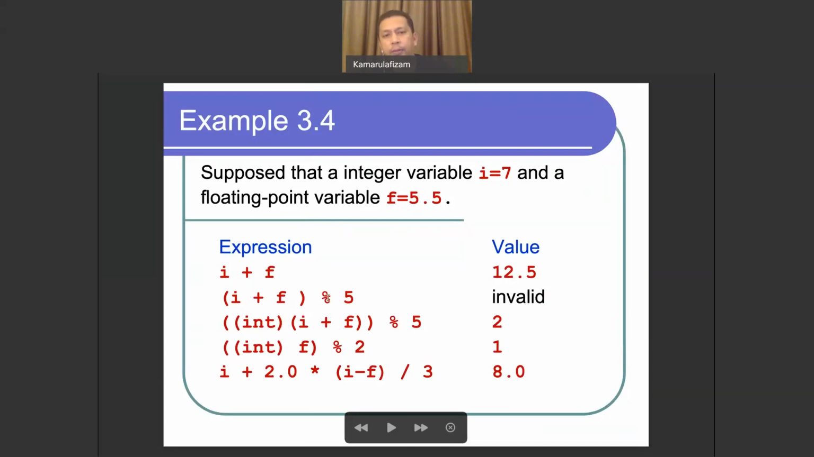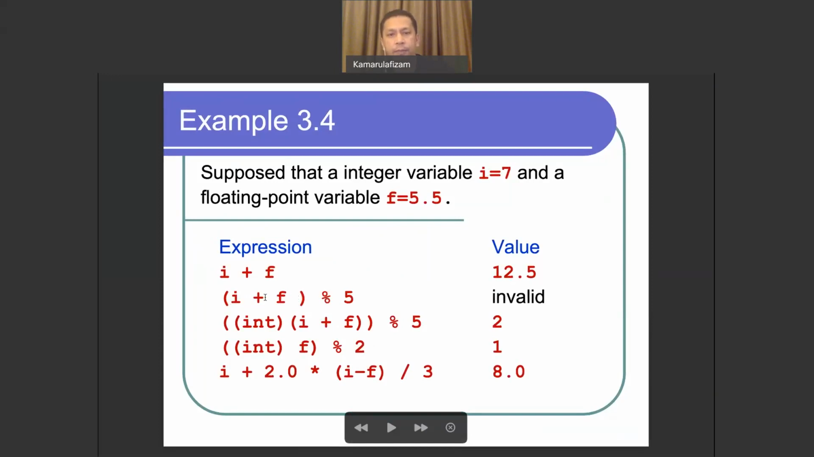In this case, I plus f, then remainder by 5, you will have invalid, because the expression must be all integer. In this case, you have I integer, but f is basically floating point, so this statement will be invalid because you have floating point in this term. It is because for this particular operation, using this remainder sign, all of the items on this side must be integer.